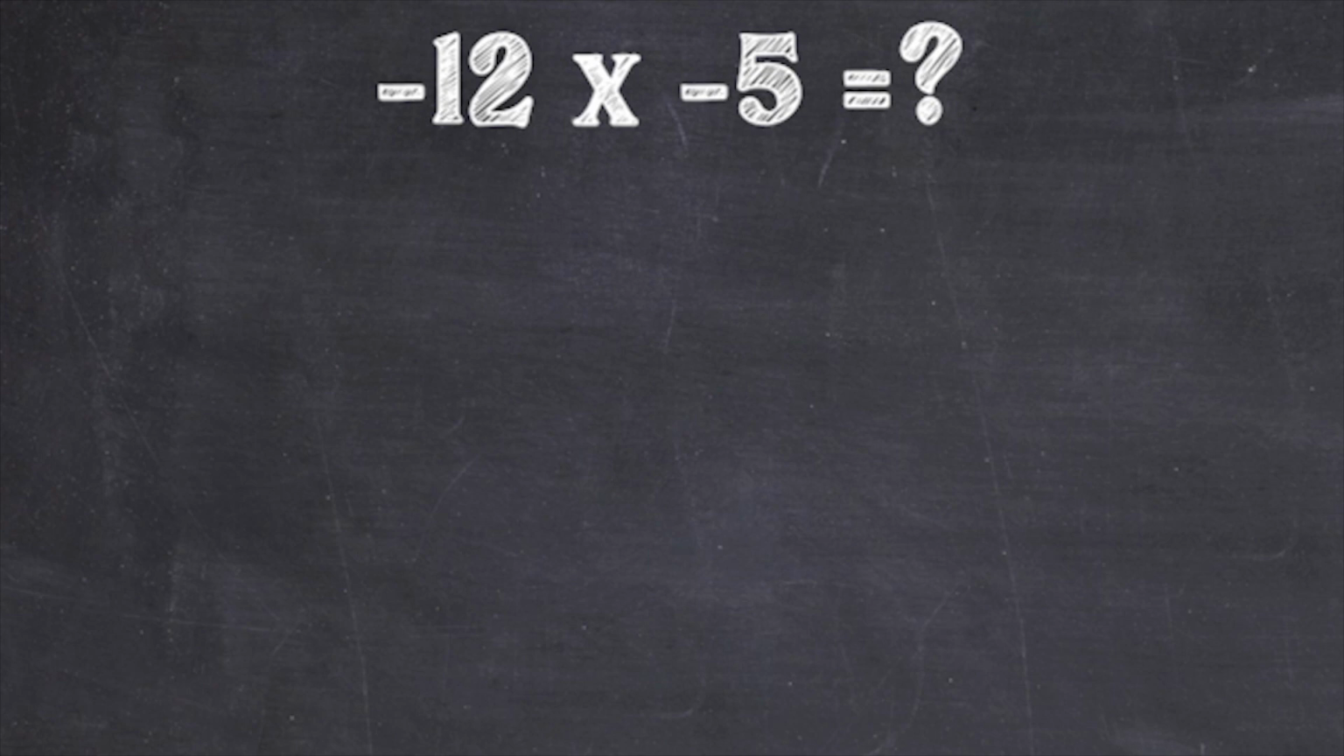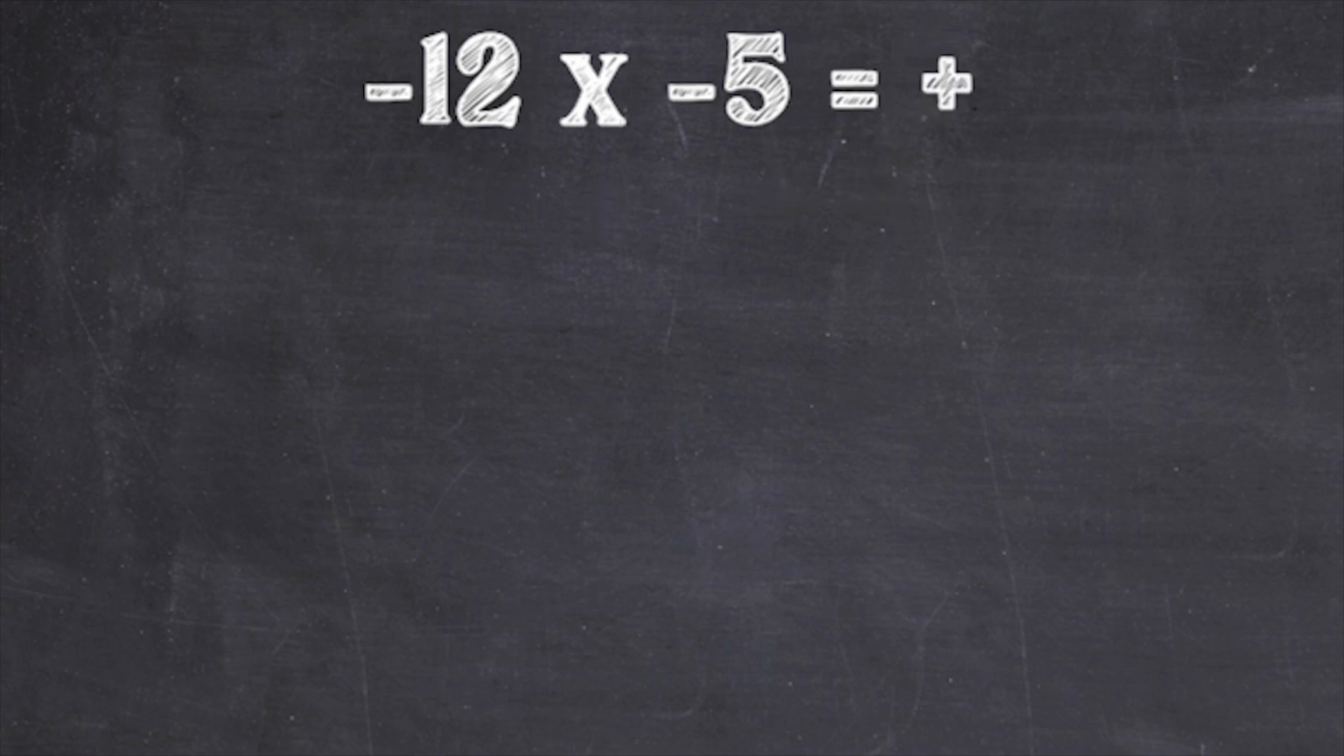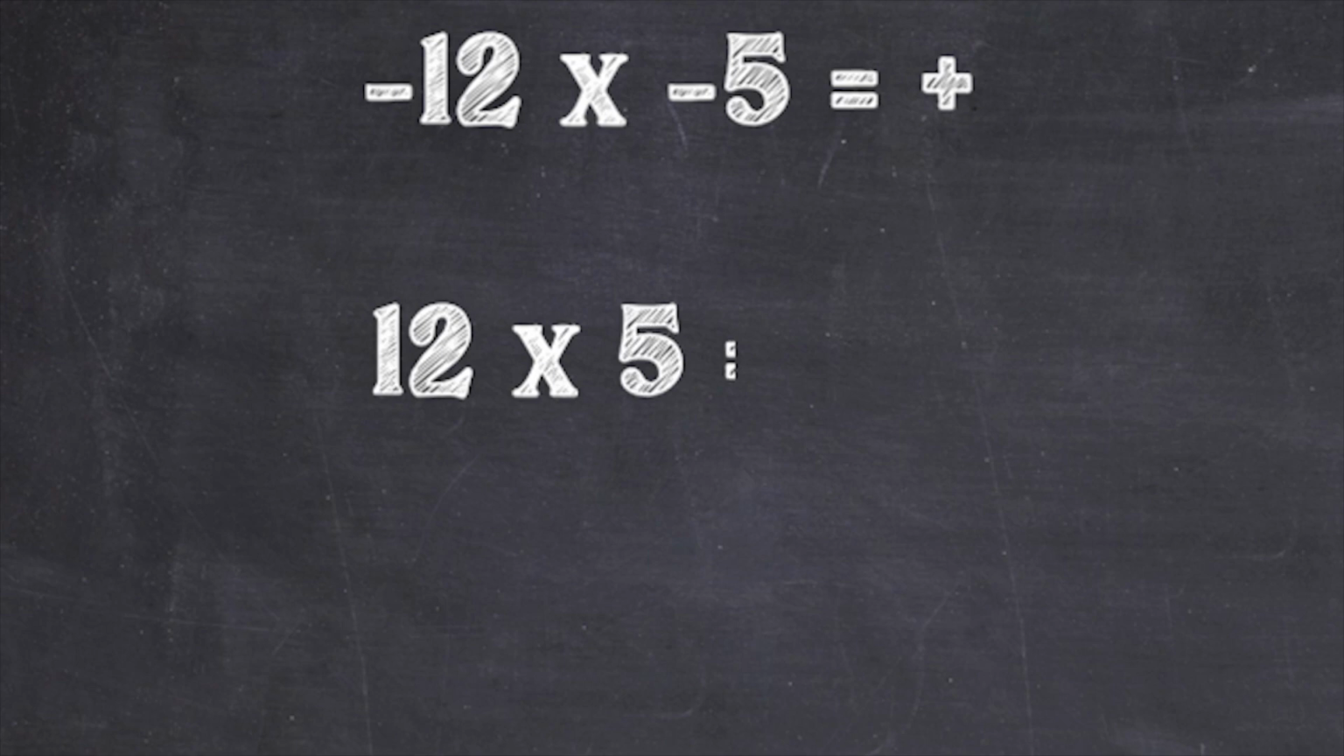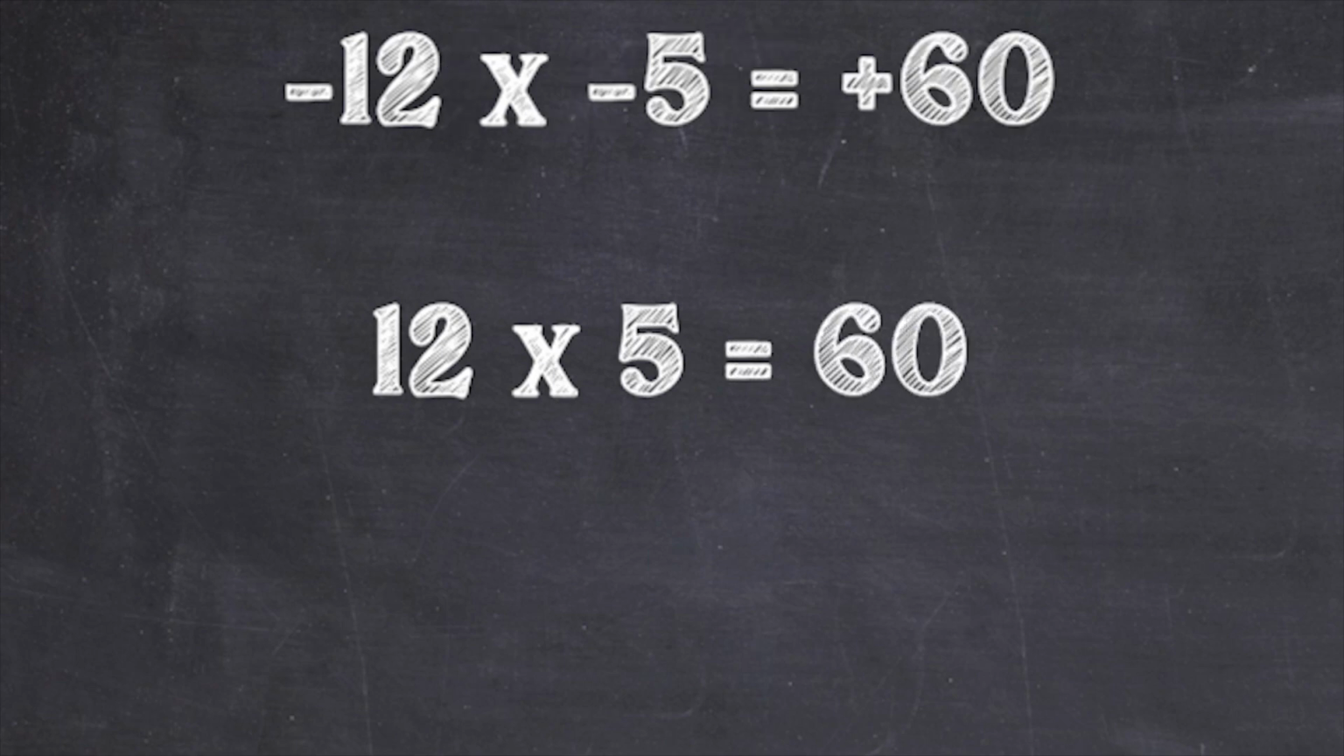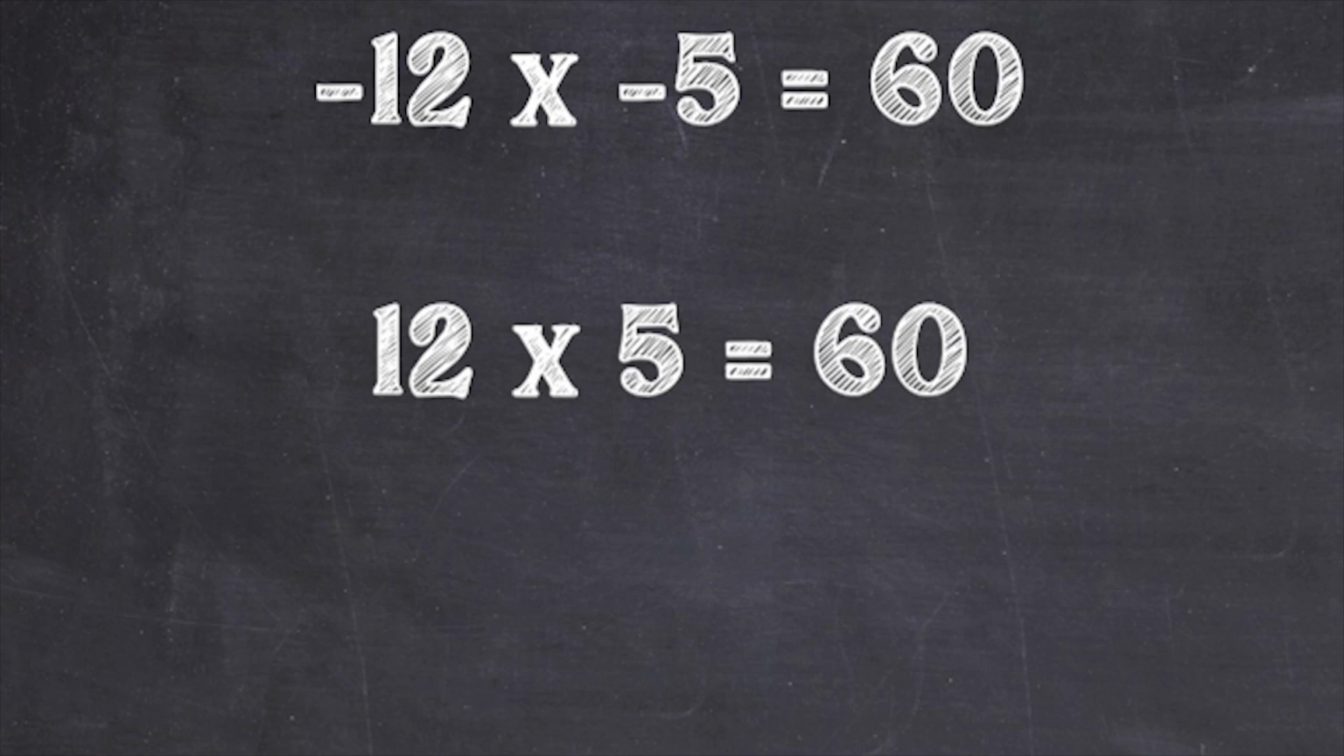Here's another one. What is -12 times -5? We are multiplying a negative number by another negative number. These numbers have the same signs, so our answer will be positive. Let's write a positive sign down. Pretending the numbers are positive, we get 12 times 5, which is 60. So our answer is positive 60. Remember, since the answer is positive, we don't have to keep the sign in our answer, so just writing 60 is fine.